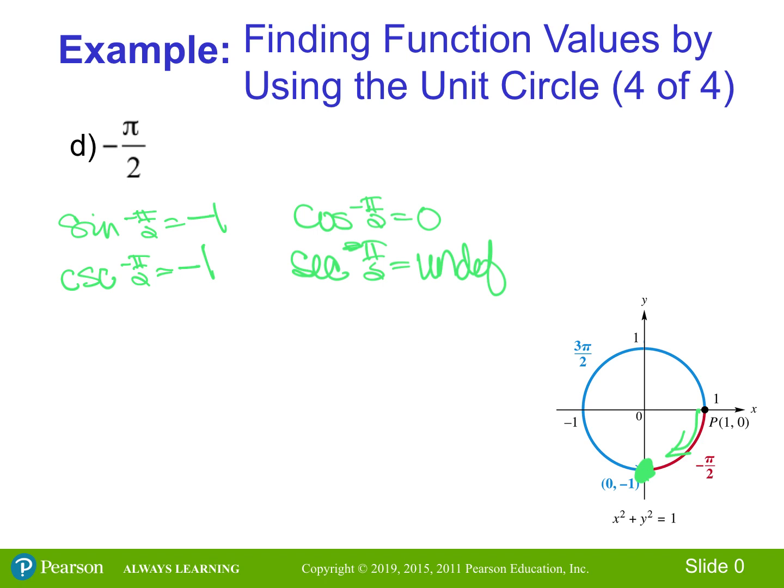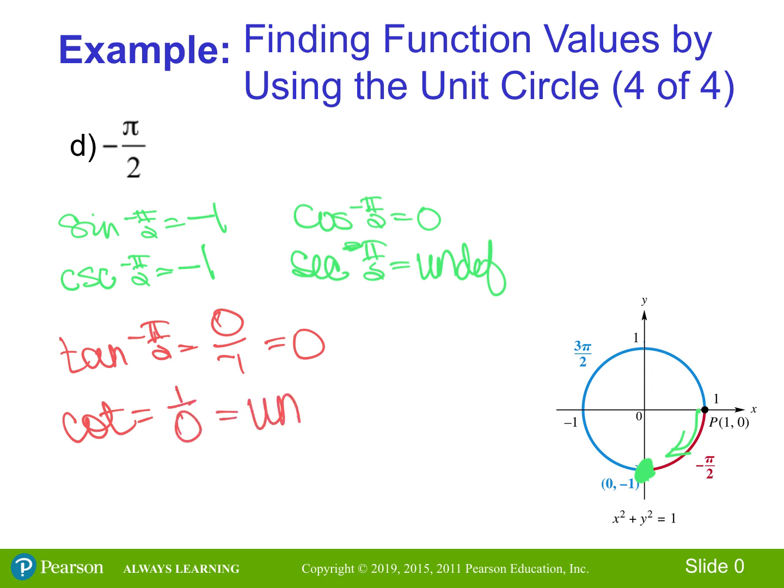And last but not least, we have the tangent of a negative pi over 2. This is really going to be my sine over my cosine. Sine was -1 divided by my cosine, which was 0. So my tangent is undefined. And then last but not least, I have my cotangent. Well, cotangent is really the reciprocal of my tangent. So if I end up with 1 over 0, this tells me that my cotangent is going to be undefined.